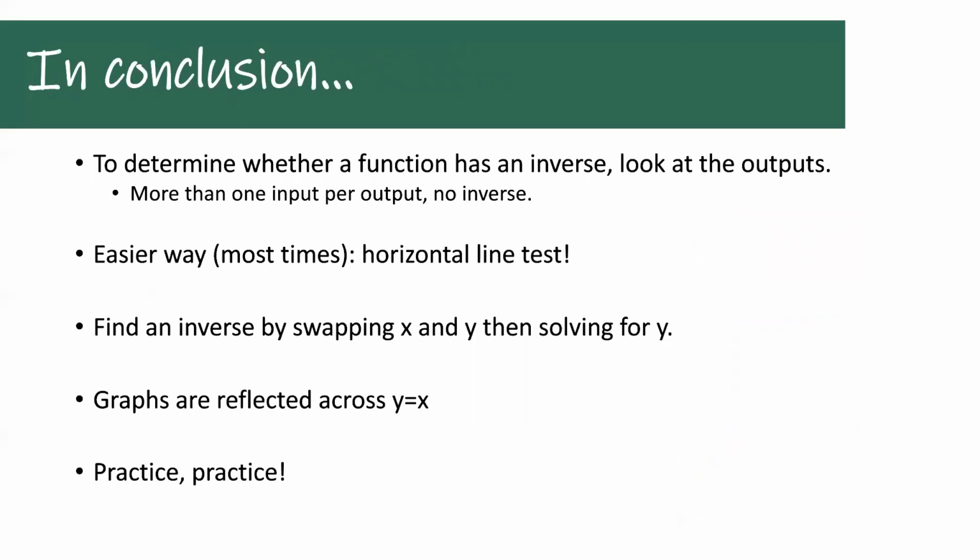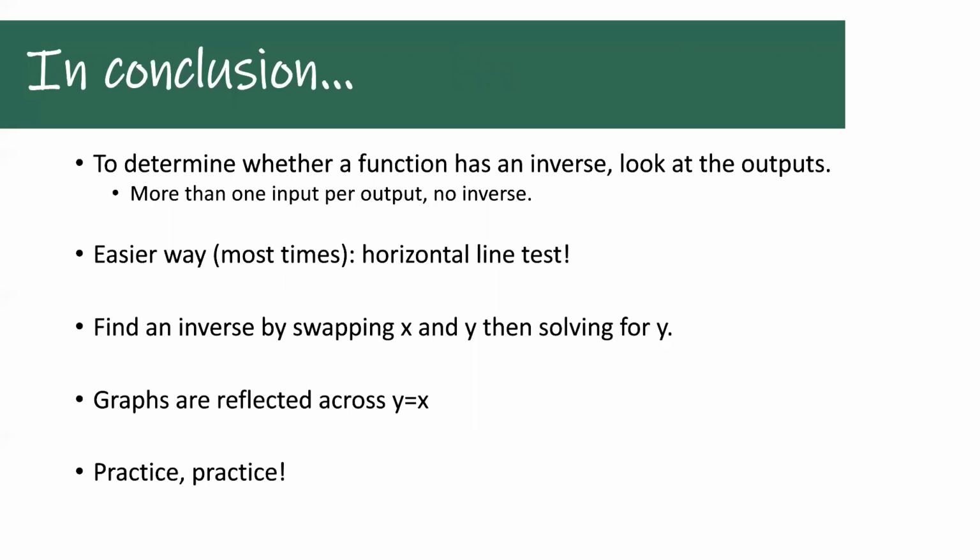So that's actually it for this section also. Another short section in a row. And in conclusion, just remember that to determine whether a function has an inverse, you need to look at the outputs. If it has more than one input per output, there's no inverse. In other words, if it's not 1-to-1, there's no inverse. If it fails that horizontal line test, there's no inverse. Each y should only be associated with one x.